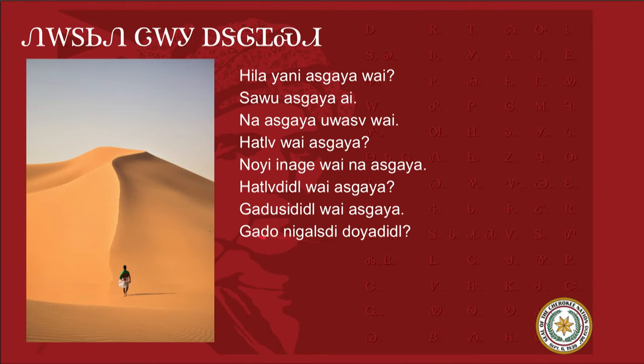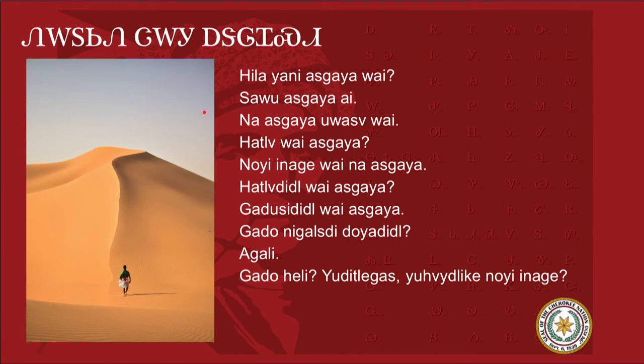Good. Kato nikalsti doyitid. So nikalsti means happening, right? Kato nikalsti. So what's happening? Doyitid, outside. So what's happening outside, or what's the weather like? And akali. We talked about that a little bit earlier. Akali, it's shining, right? The sun is shining. Tlayulogil, right? It's not cloudy. Tlayagaska, it's not raining.